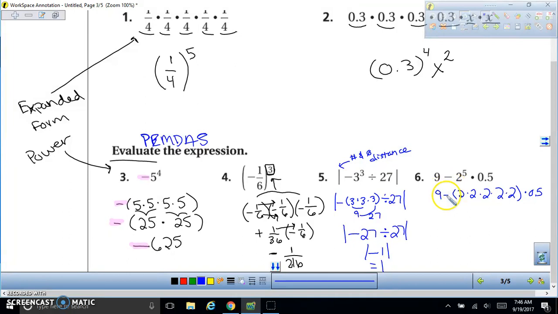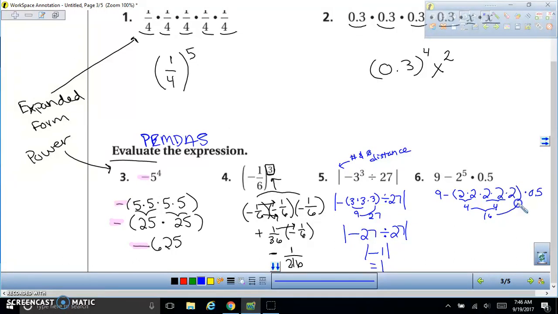Okay. Negative sign needs to stay outside the parentheses because if they wanted it to be negative 2 each time, they would put a parenthesis around it. Okay, super important. Now we're going to go through and do the multiplication first. 2 times 2, 4. 2 times 2, 4. Okay. 4 times 4 is 16.